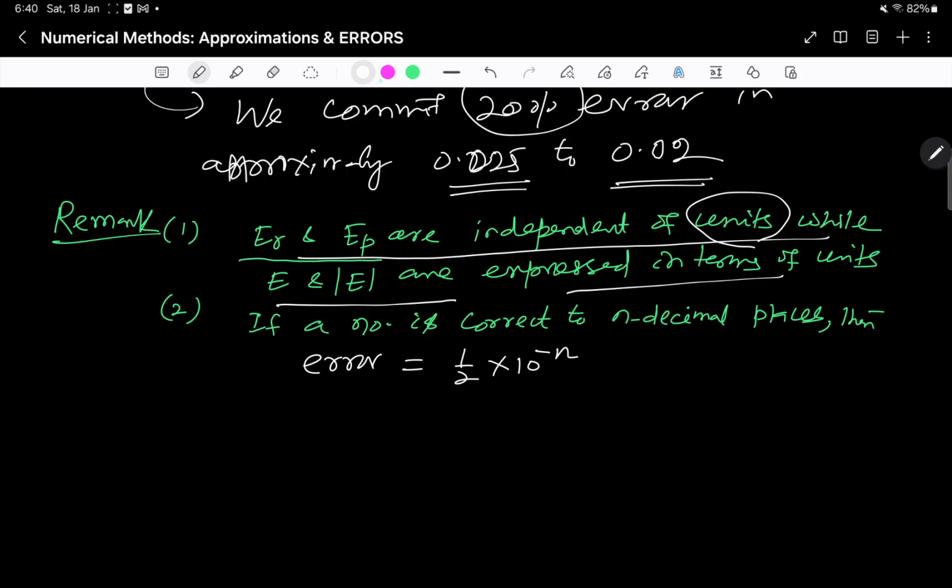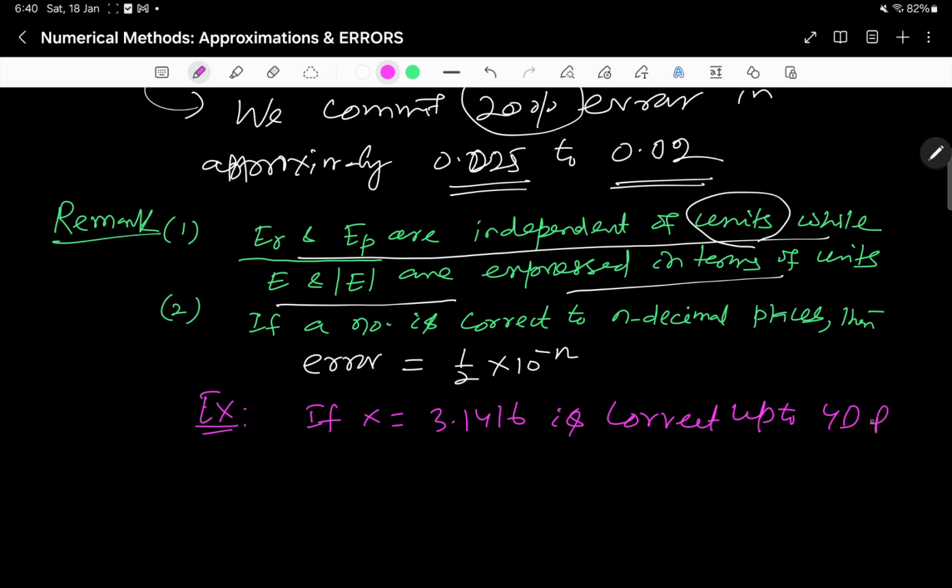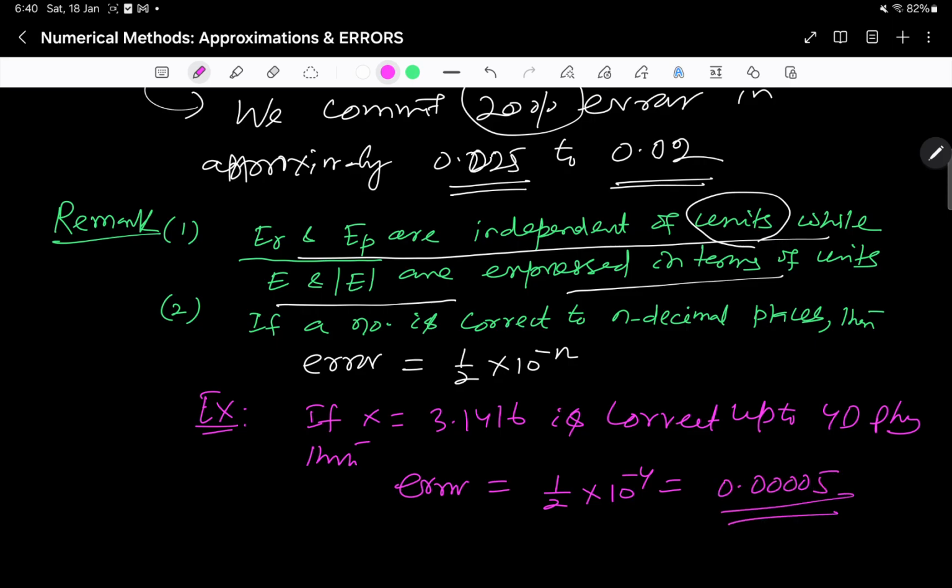Now if I solve one example, for example, if x is equal to 3.1416 is correct up to 4 decimal places, then what is the error? Then the error will be half into 10 to the power minus 4, which is 0.00005. This much error we will commit.